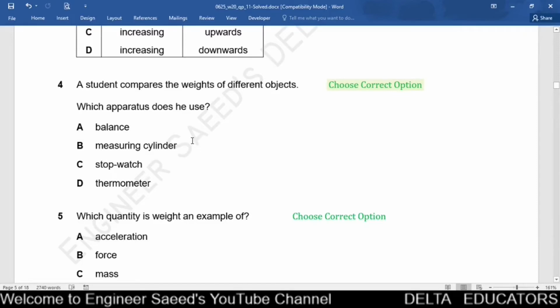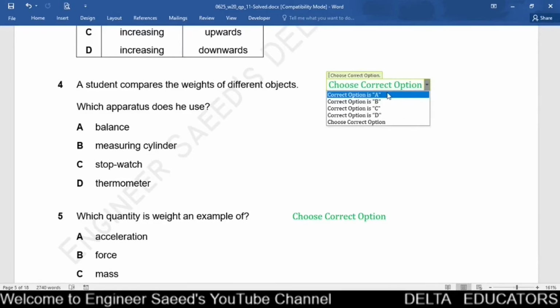In option B, it is given measuring cylinder. A measuring cylinder is used to find the volume of a liquid. So B is not possible. C, stopwatch. A stopwatch is used to find the time. Option D, thermometer. A thermometer is used to measure temperature. So B, C and D are not possible options. The only possible option is A, balance. So the correct option will be option A.